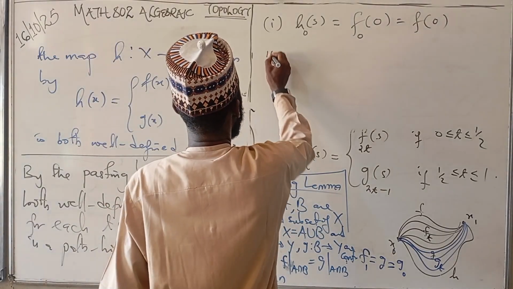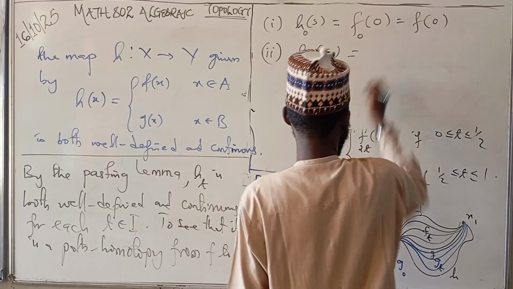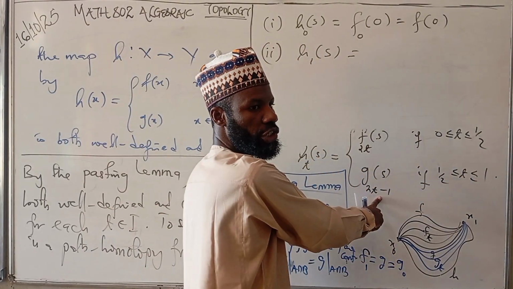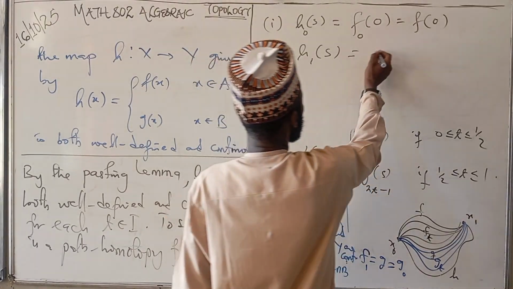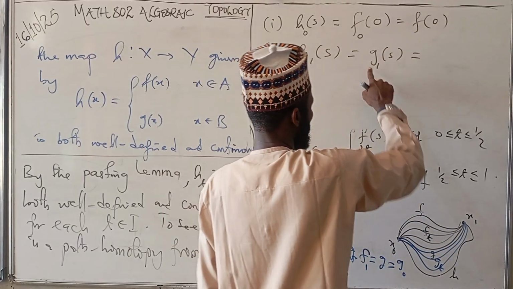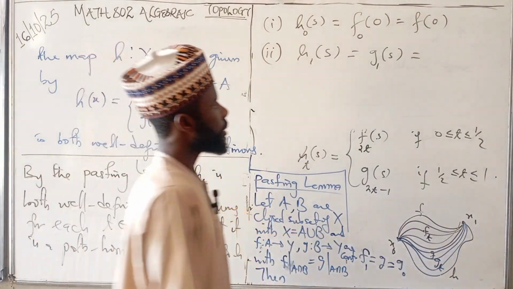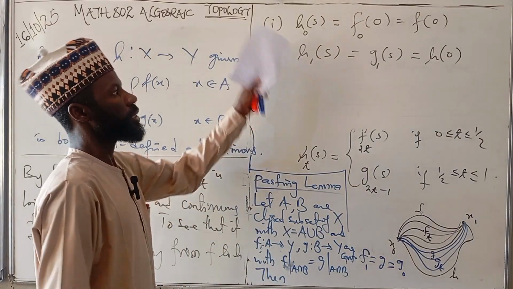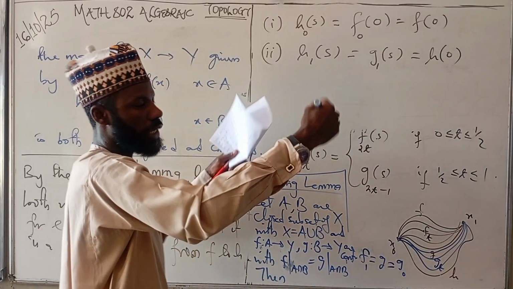Is that okay? And then h1 of s should be equal to what? At 1 you are here, so this will be g1 of s. But what is g1 of s? This is the last function in the homotopy taken from g to h. So this is actually h of s. Okay, so this homotopy is from f to h, and it should be relative to the endpoints.